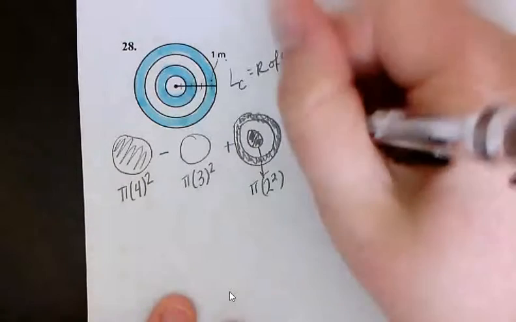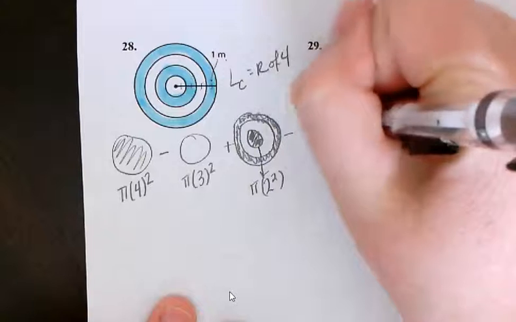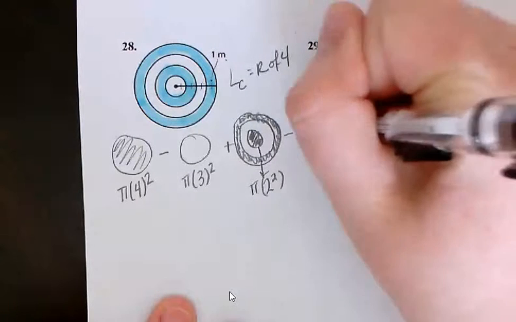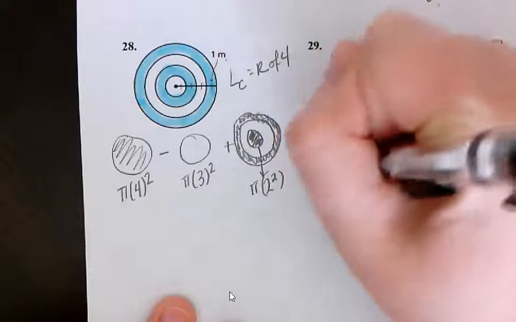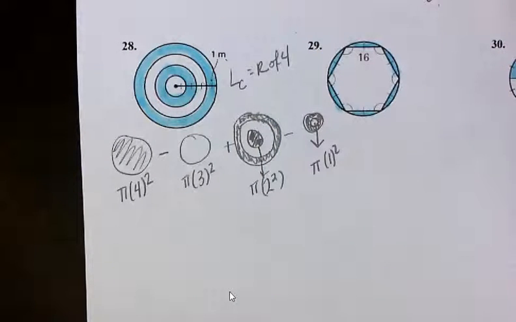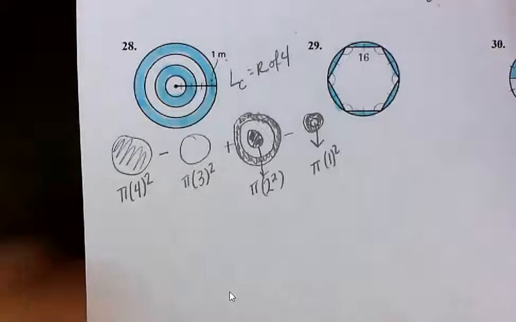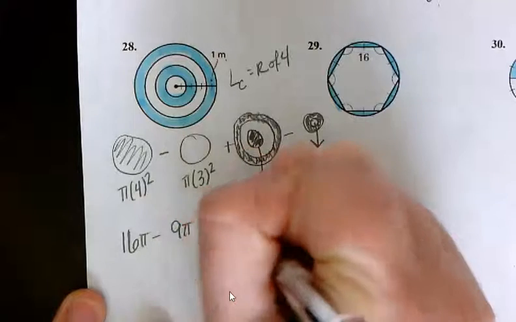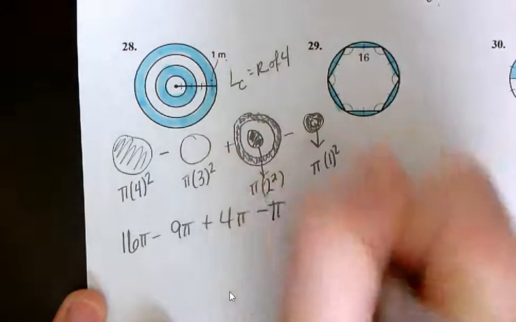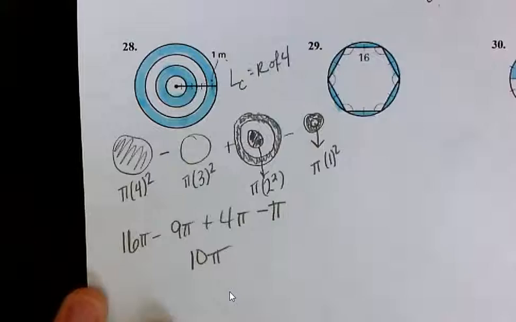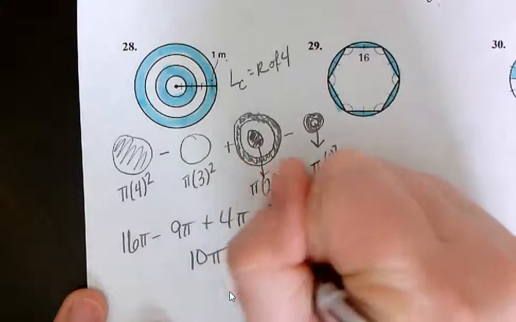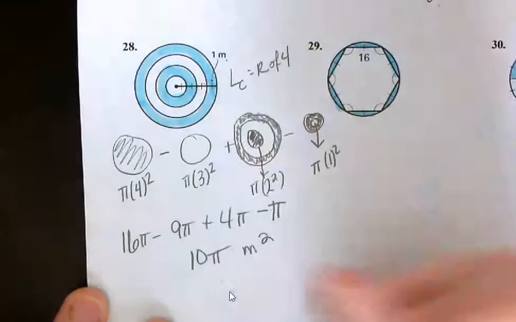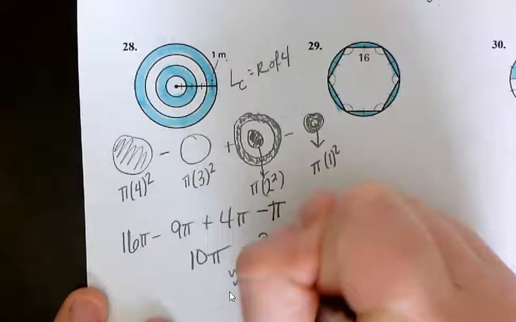And then I'm going to take of that inner ring this part here, I'm going to cut out pi times 1 squared. So this is going to be 16 pi minus 9 pi plus 4 pi minus 1 pi, which gives me 10 pi. So my total area is 10 pi meters squared. You can leave it like that, or you can give me the decimal representation of it, which is approximately 31.42 meters squared.